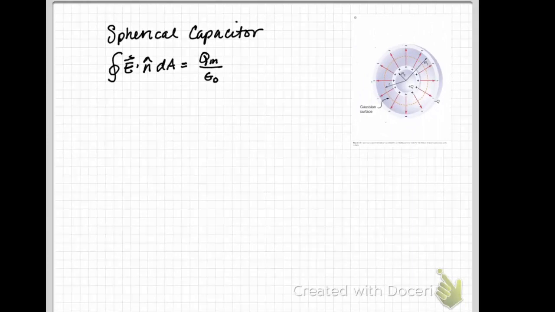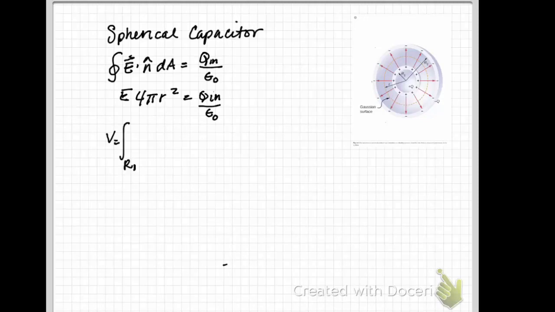And so we start with Gauss's law, and if you remember, for the sphere, when you do the work, you end up with E 4 pi r squared is Q inside over epsilon naught. And then if we want to find the voltage, we're going to have to do a little bit of an integral from R1 to R2 of the field dot dl.